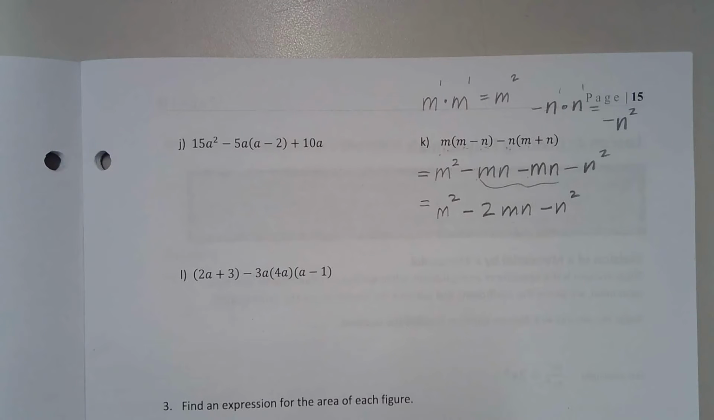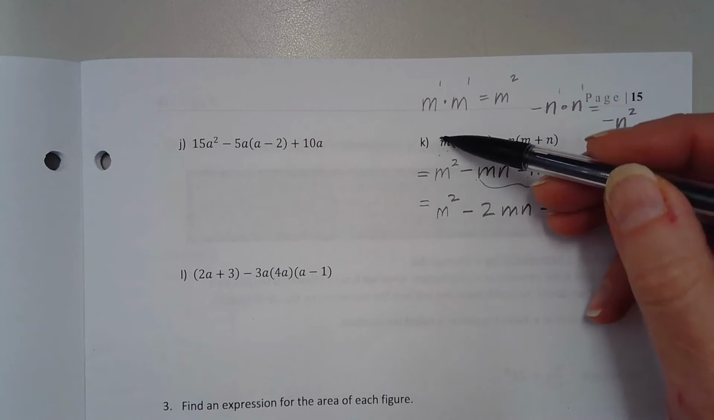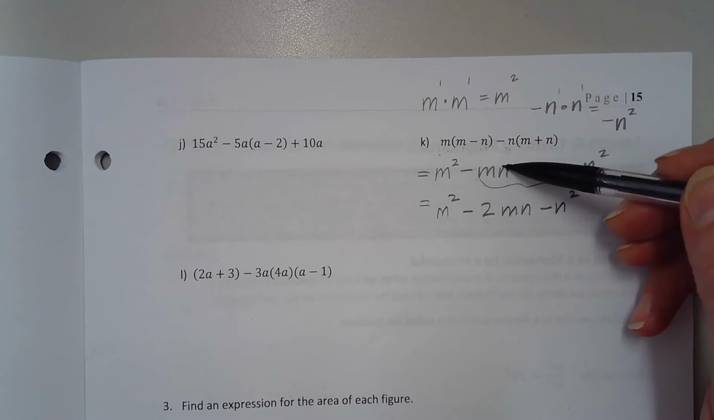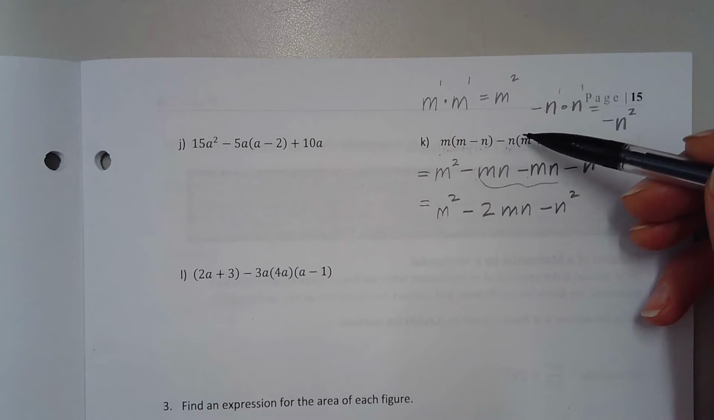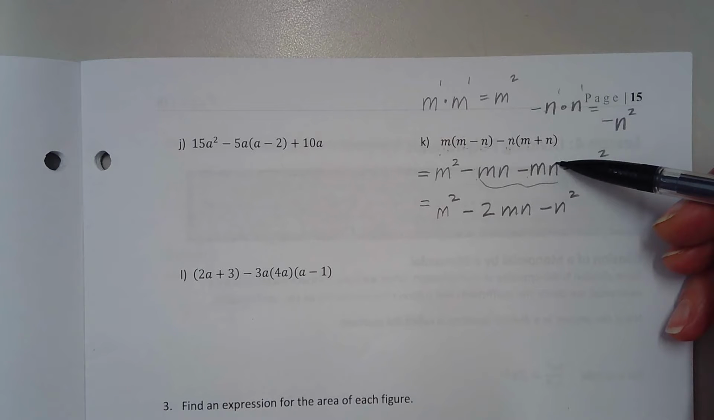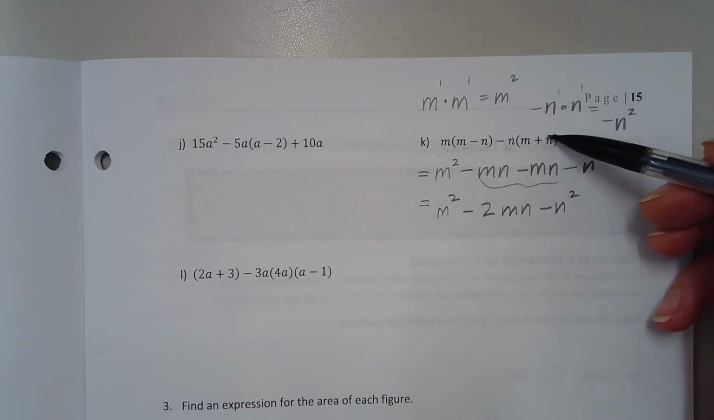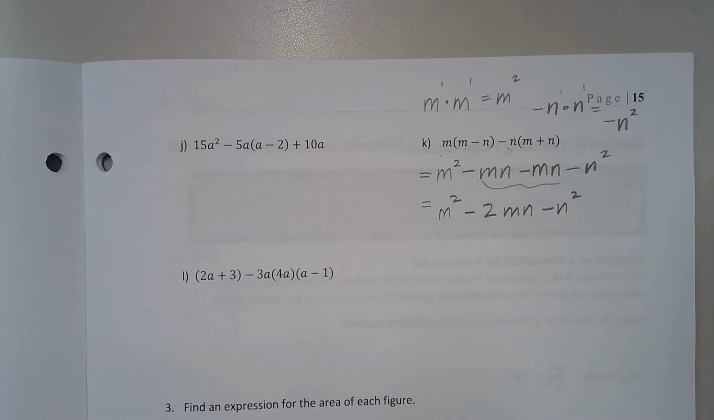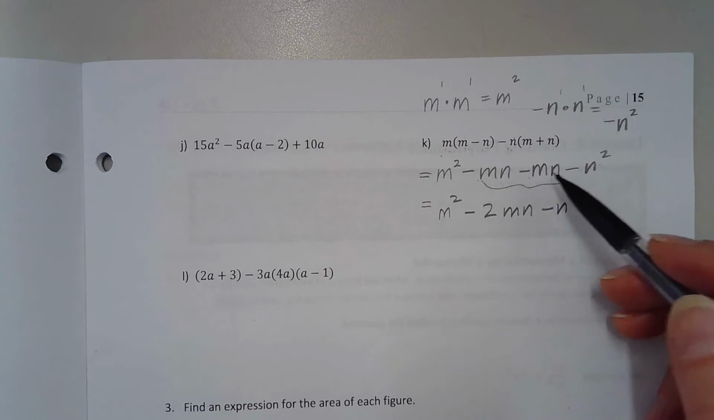Can you run through that with me again? M times m is m squared. Yeah. M times negative n is negative mn. N times negative m is negative mn. We write in the order of the alphabet. Oh, yeah. N times n is n squared, but it's a negative n squared. And so these two are like terms.